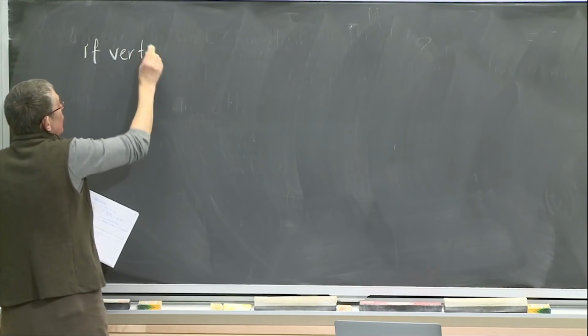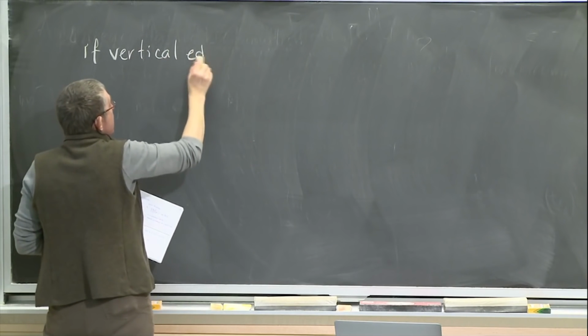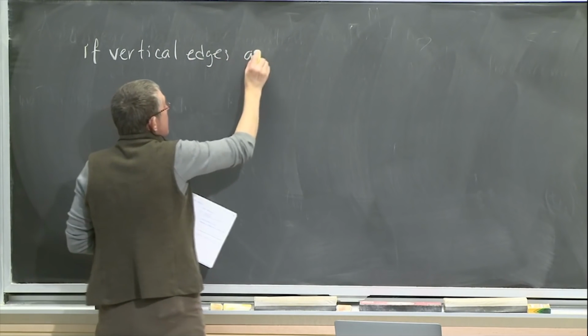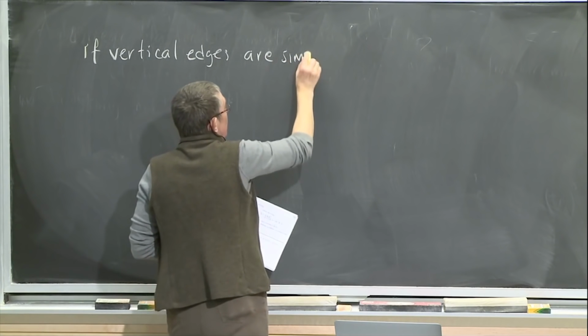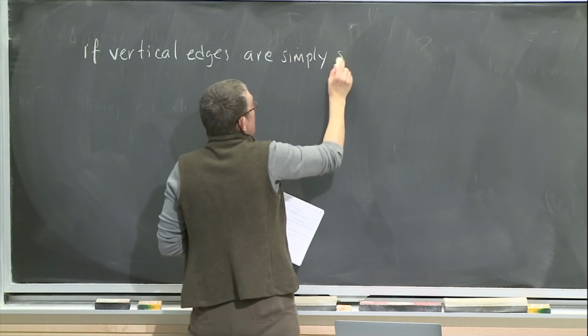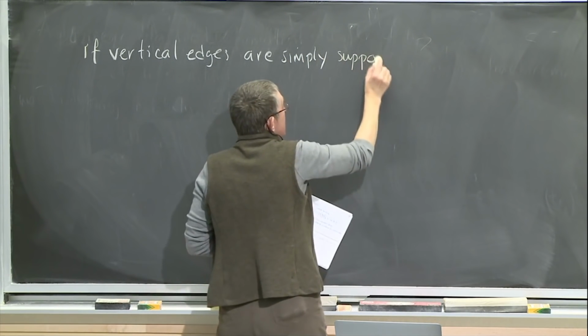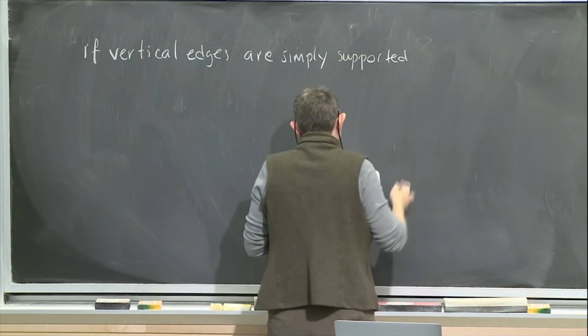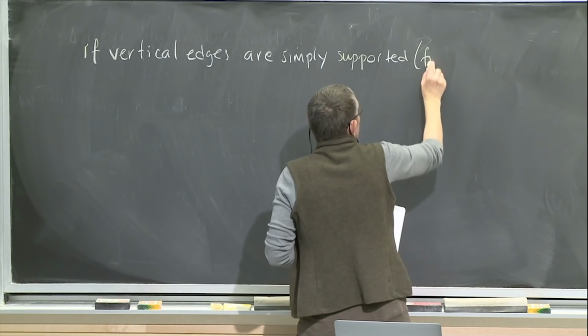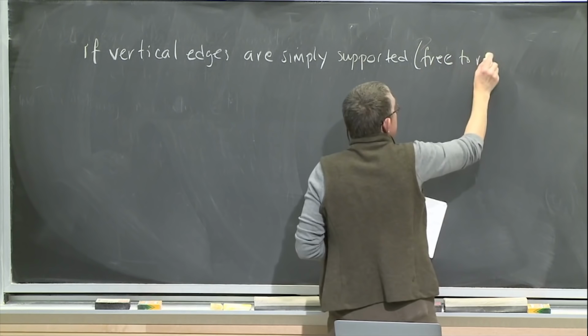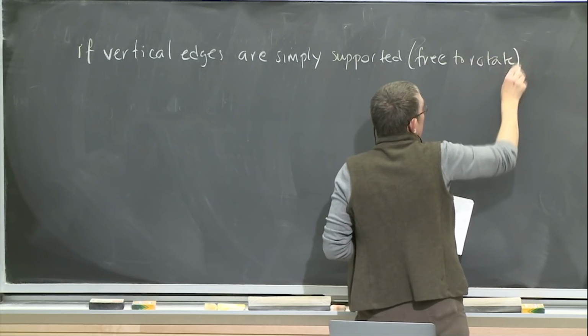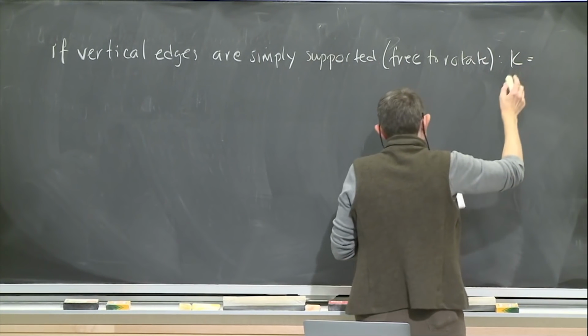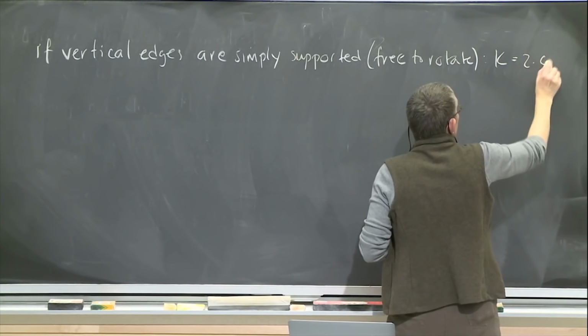So I'll say if those vertical edges are simply supported, so that means they're free to rotate, then K is equal to 2.0.